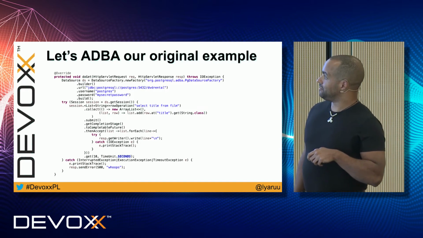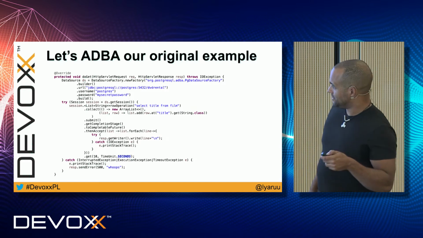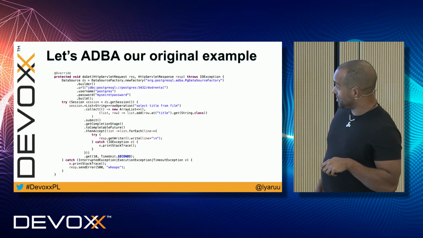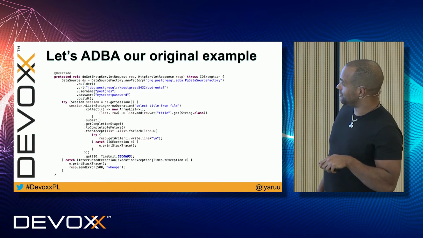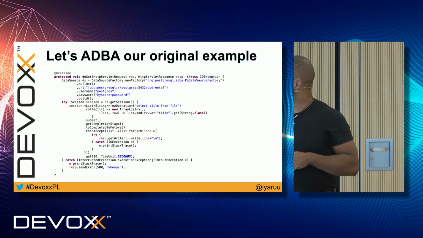I get a completable future. I don't know why I need two of them, but okay. And then finally, when it's done, I have a list, and I loop over the list and write it to standard out. And then I also need to block, because it's a synchronous servlet, so otherwise it will close the connection. So this is not exactly pretty, and there are a lot of issues with that.